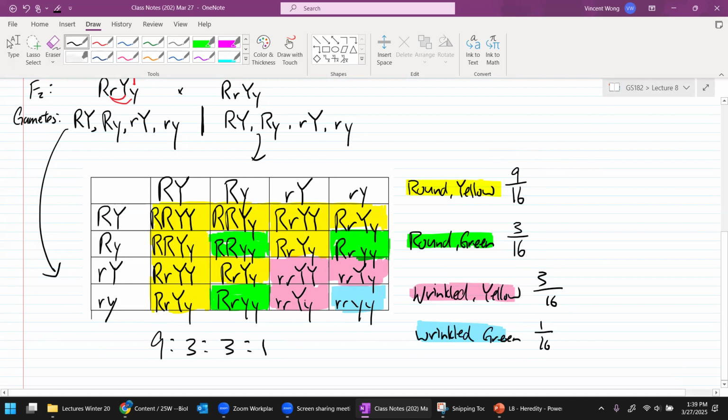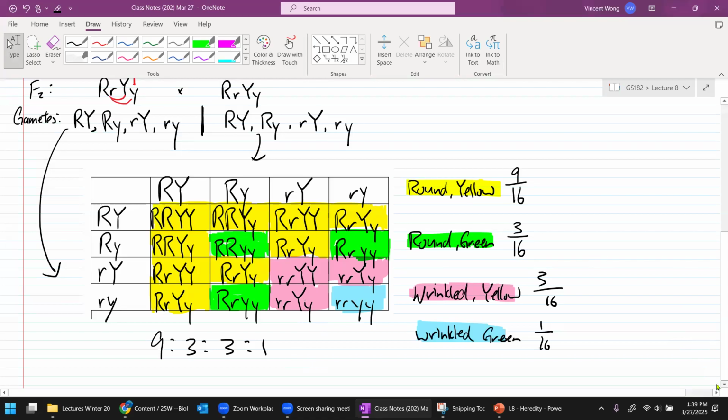Always. It doesn't matter what two traits you're talking about. You could be talking about grades and long tail, right? At any point, if you're doing a 4x4 table, it's going to be 9, 3, 3, 1. You need to memorize this. This should be your new passcode to your phone, okay? 9, 3, 3, 1.